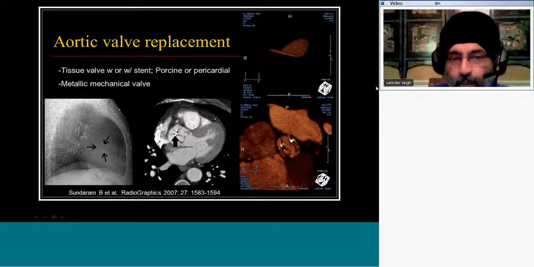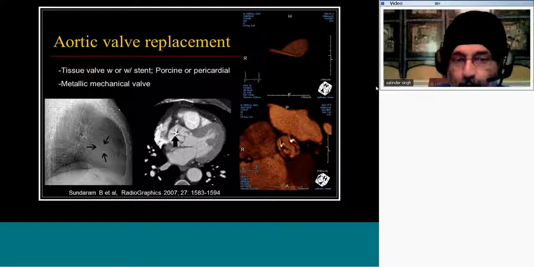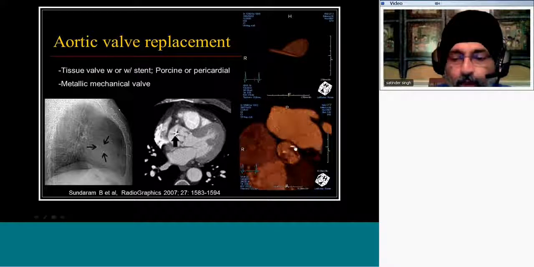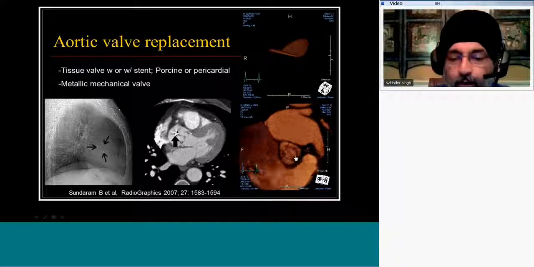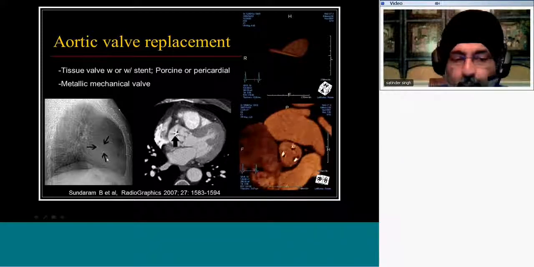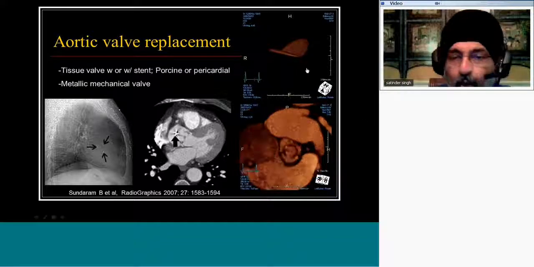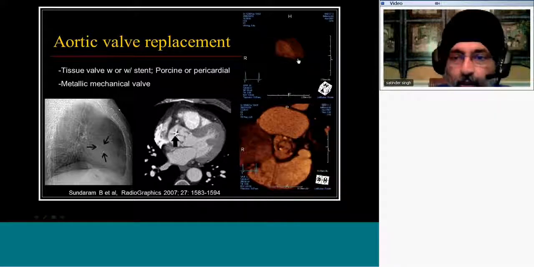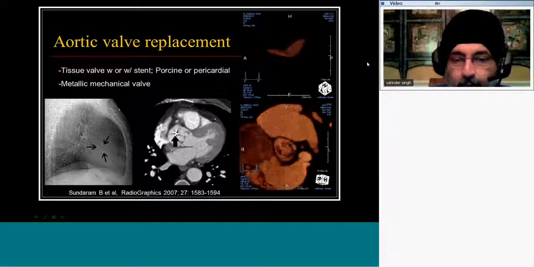The aortic valve replacement can be done by tissue valve, with or without stents. It can be porcine or pericardial, as shown here. The valve itself is not radiopaque, but the stents or the struts at the end are radiopaque. As you can see on this movie, these are the ends of the valve, but the valve within the strut itself is not seen, so it may not be seen on the radiograph. On the radiograph, what you will see is the three dots of the peripheral stent. Or you can have a mechanical valve, which can be seen on CT.